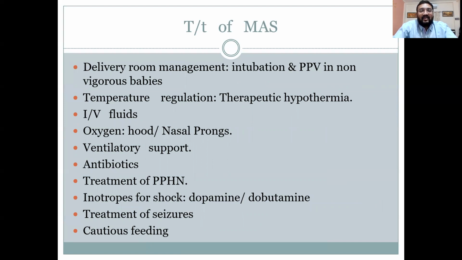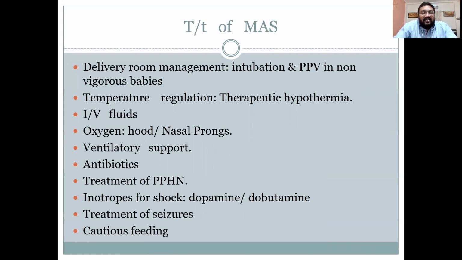So, how do we treat a newborn with meconium aspiration syndrome? The delivery room management includes that the delivery should be attended by a pediatrician or a neonatologist or a person who is skilled in neonatal resuscitation, so that whenever a baby is born limp, he can be handled immediately. For a baby who is born with meconium aspiration syndrome, timely and appropriate positive pressure ventilation helps in improving the chances of survival. And if skilled person is available, intubation for positive pressure ventilation is also very helpful.